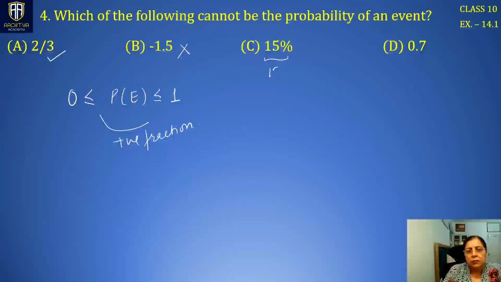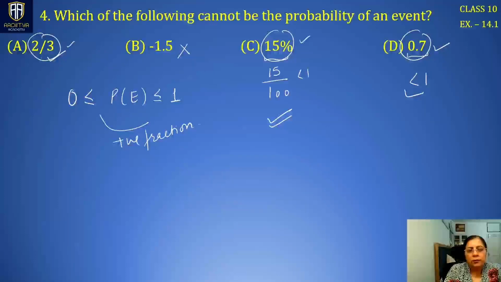15%. If we write it as a fraction, this corresponds to a fraction which is less than 1. So yes, this is also possible. 0.7. 0.7 is also less than 1. So in these three cases, we can have probabilities as the answer to an event, but we cannot have a negative value for the probability of an event. So this is ruled out.